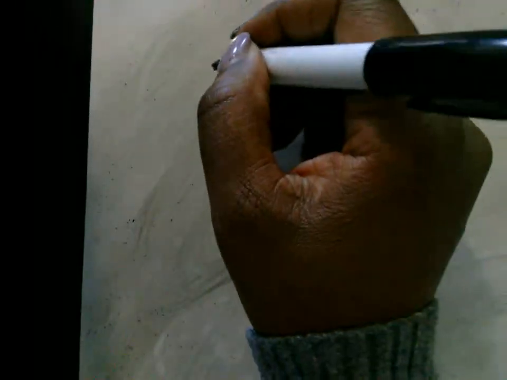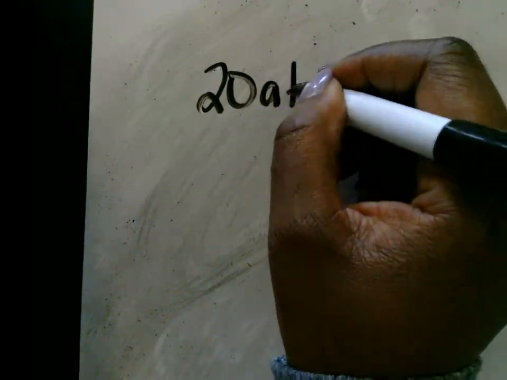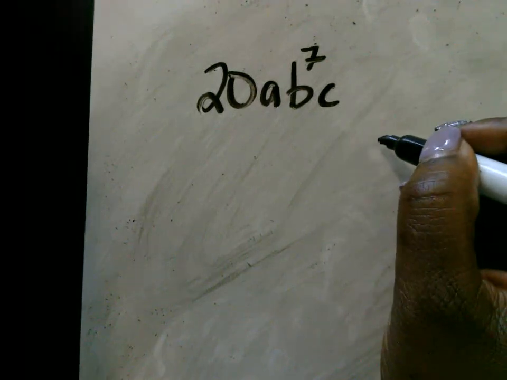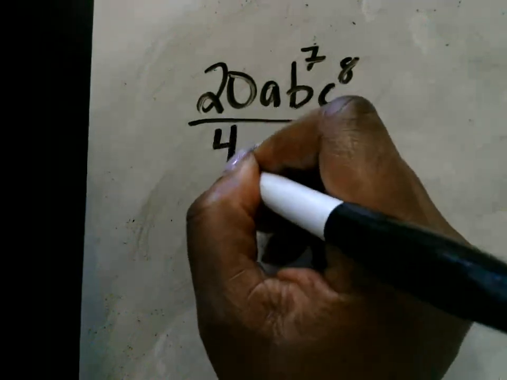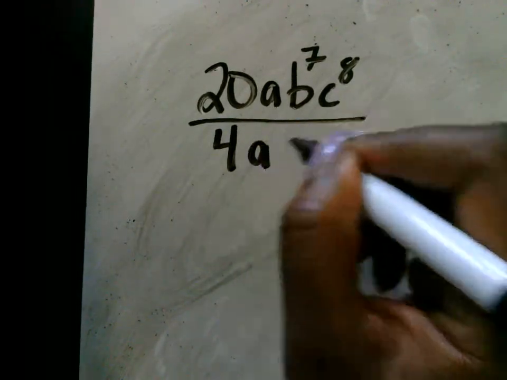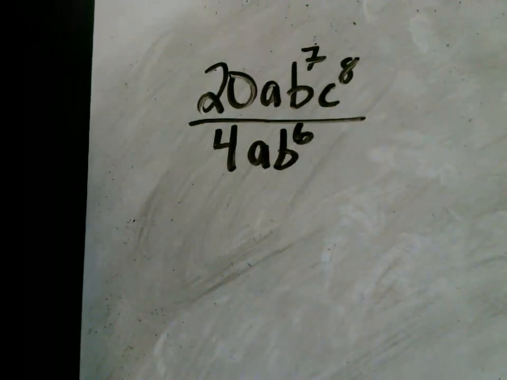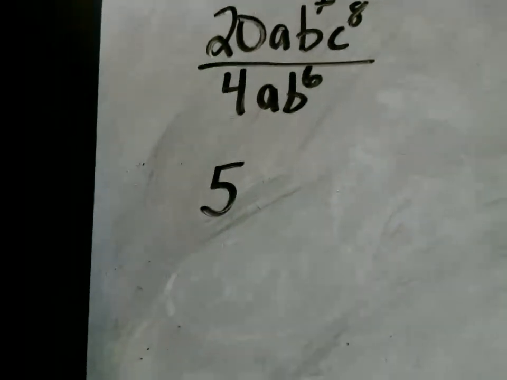All right, let's do this one. Let's do 20 A, B to the 7th, C to the 8th, divided by 4 A, B to the 6th. Okay, see if you can do this one, okay? So look, let's divide the numbers first. We have 20 divided by 4. What does that give you? That gives you 5. So you got a whole number or an integer of 5.